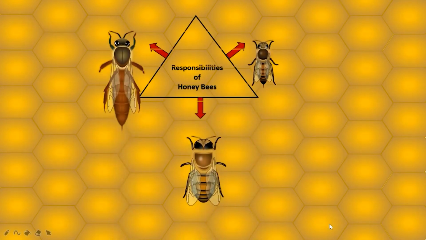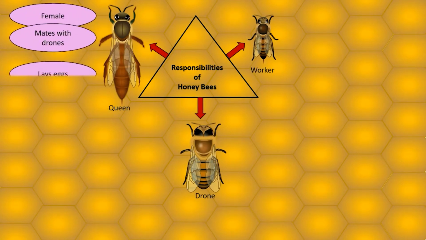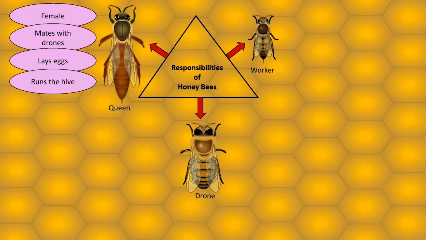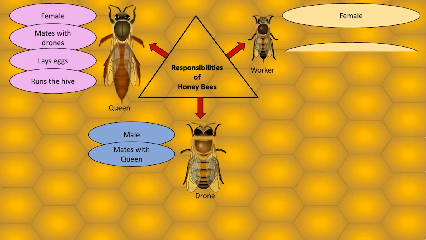Now we are going to see the responsibilities of different honeybees. First, the queen bee. It is a female bee which mates with the drones and lays eggs. It is the queen which runs the hive. Next, the drone bee. It is a male bee and its only role is to mate with the queen. The last is the worker bee. It is a female bee which does not breed due to underdeveloped ovaries.